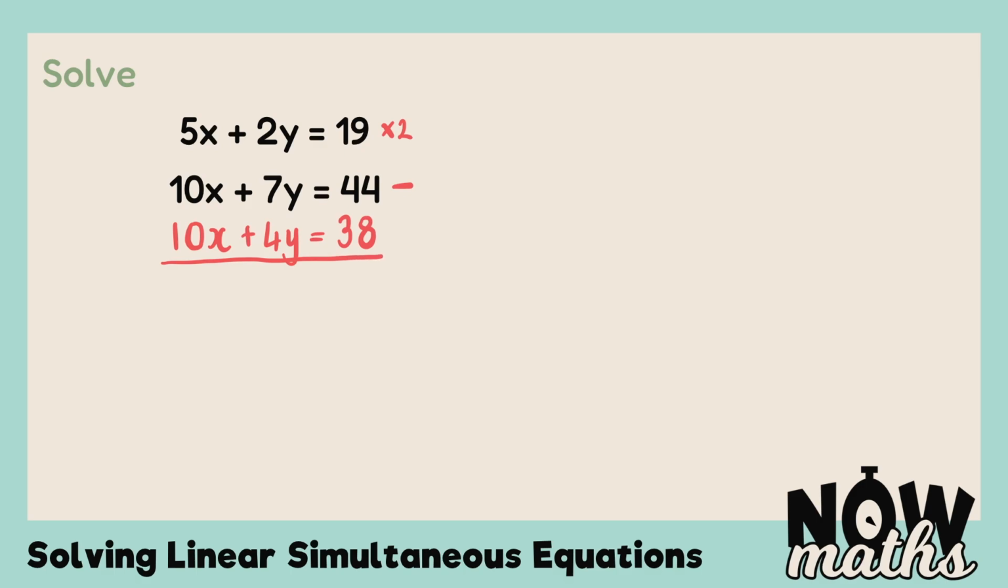term. So let's try. 10x subtract 10x is 0, so we won't write that down. 7y subtract 4y is 3y. And 44 subtract 38 is 6. So we're left with 3y equals 6, and we can now solve this by dividing by 3 to give us y equals 2.